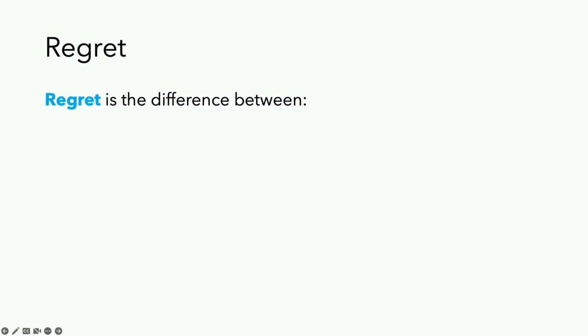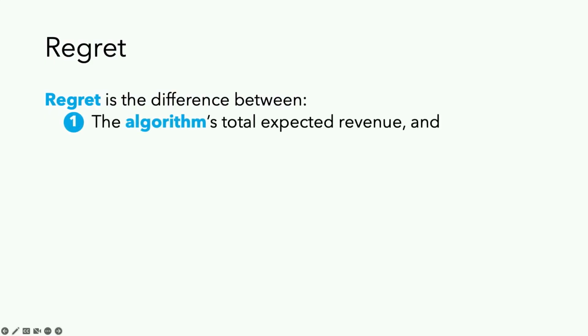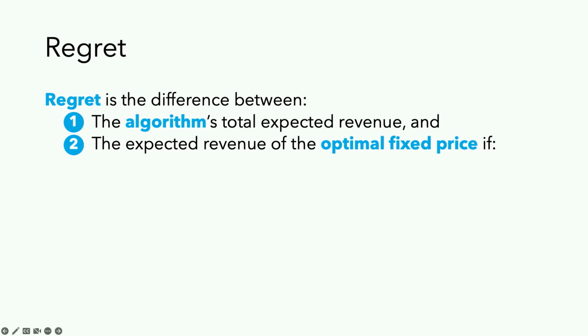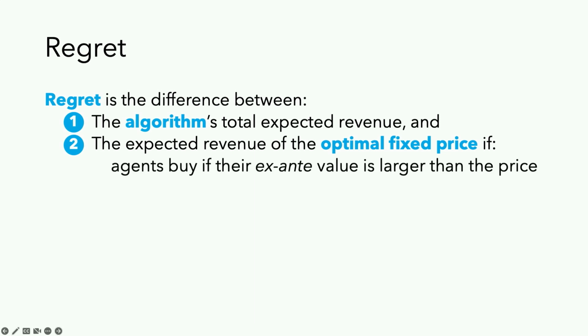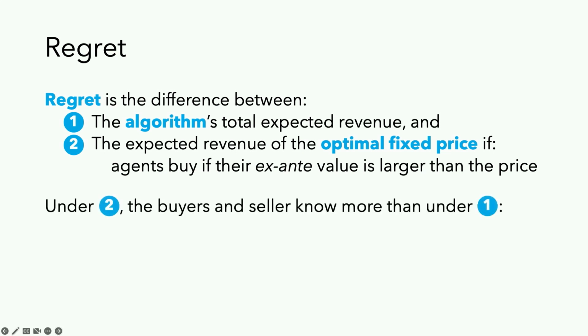So here, regret is going to be the difference between, first, the algorithm's total expected revenue over all T rounds, and two, this is our baseline, the expected revenue of the optimal fixed price if the agents buy whenever their ex ante value is above the price. So let me interpret these a little bit. First, under 2, so under our baseline, both the buyer and the seller know more than they do under the learning problem, which corresponds to 1.